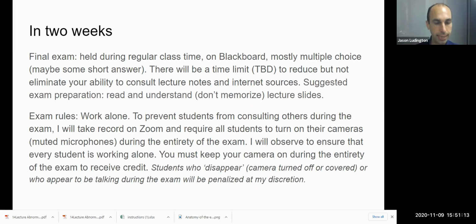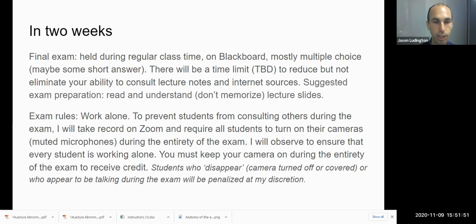My rules for the exam. This is the first time I'm doing it on Blackboard, so here are my rules. Blackboard exam rules: work alone. Don't consult others during the exam. To monitor you, I will require and record on Zoom. I will require all students to turn on their cameras, but mute your microphones.